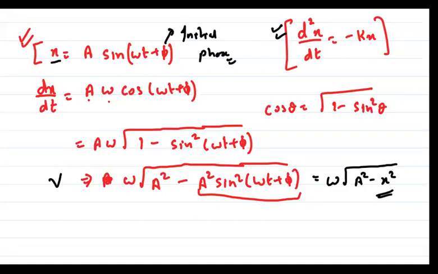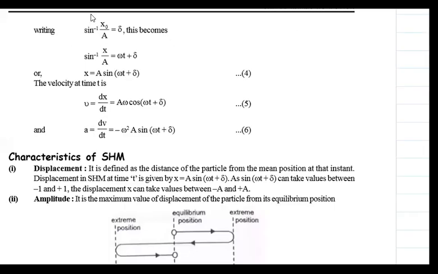Okay everyone, so this is what we derived. So u is equal to dx by dt, which is A omega cos omega t plus phi, or delta here, they have used delta, and a is equal to du by dt, which is minus omega square A sine omega t plus phi, or delta.